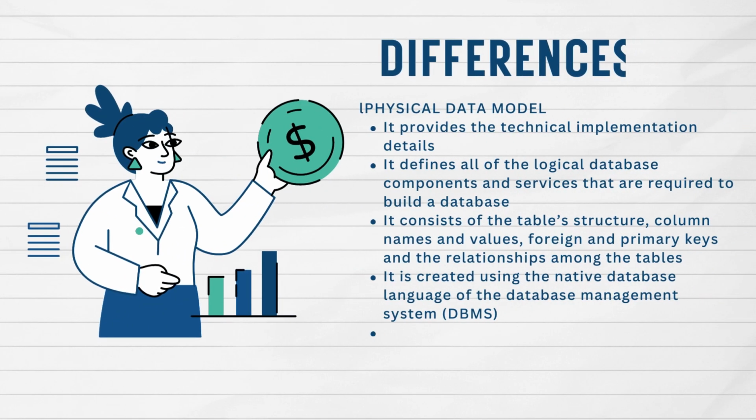Lastly, the physical data model provides the technical implementation details. It defines all of the logical database components and services that are required to build a database. It consists of the table's structure, column names and values, foreign and primary keys and the relationships among the tables. It's created using the native database language of the database management system, DBMS.